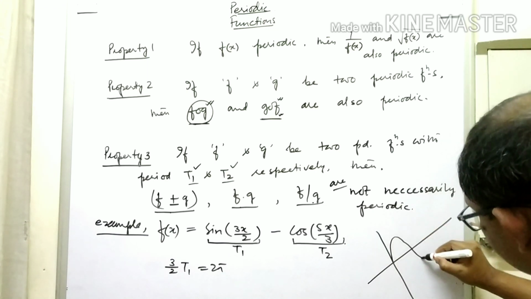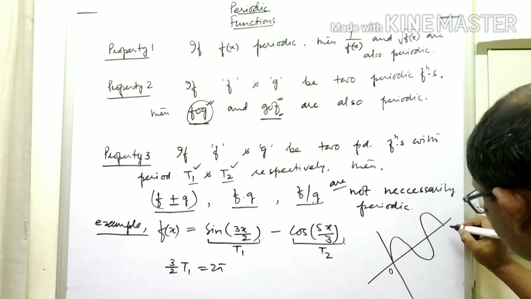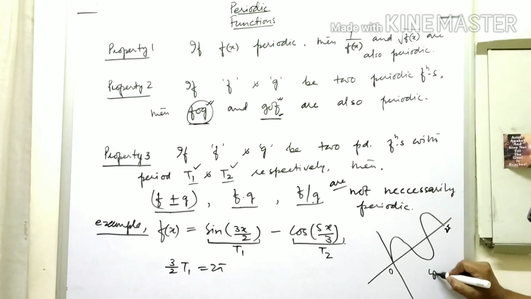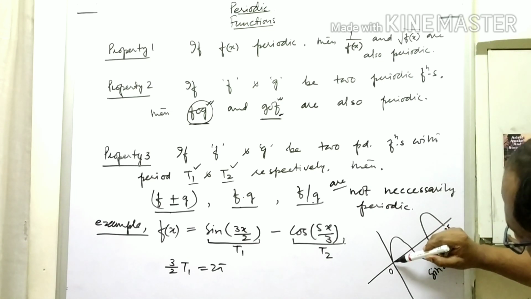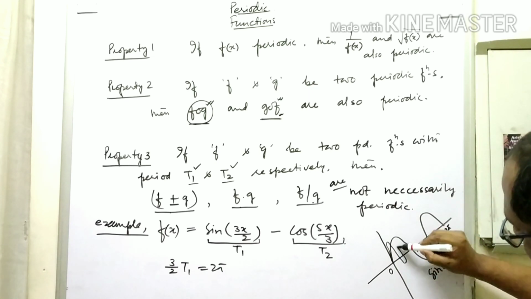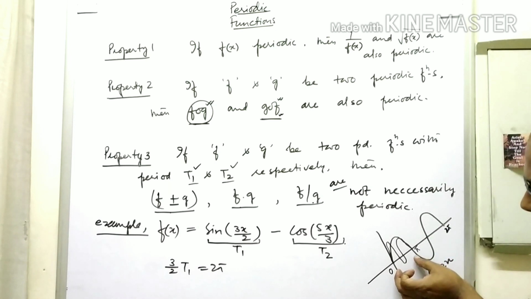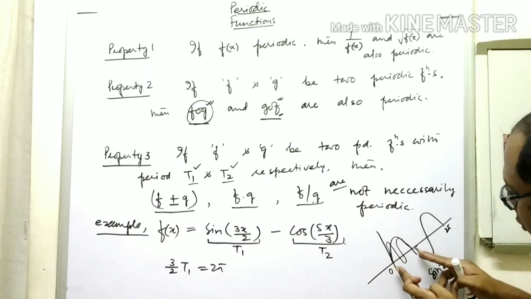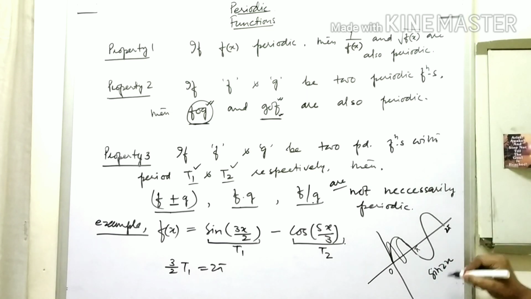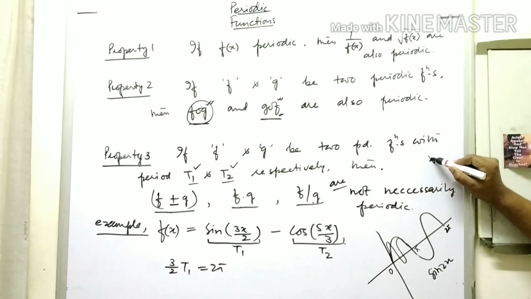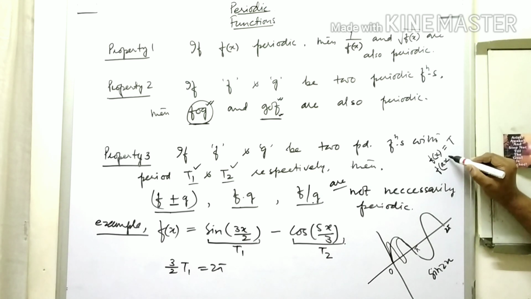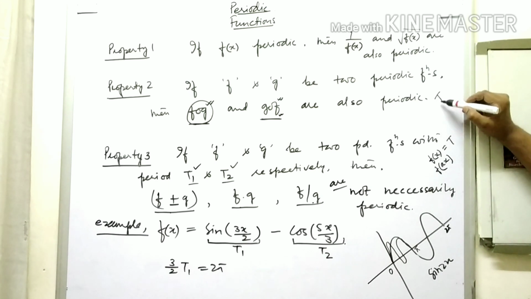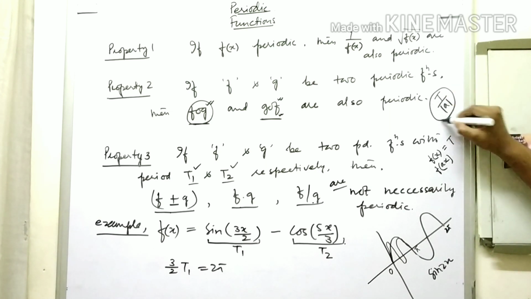Suppose sin x has its period from 0 to 2 pi. If I ask you to find the period of sin 2x, what actually happens? In the interval 0 to pi, it will take 2 turns. So the period of sin 2x becomes pi, because the whole curve has been squeezed to half. From here we need to understand one thing: if there is a function f(x) with fundamental period t, then the period of f(ax) will be t by a. In fact, it will be t by mod of a.